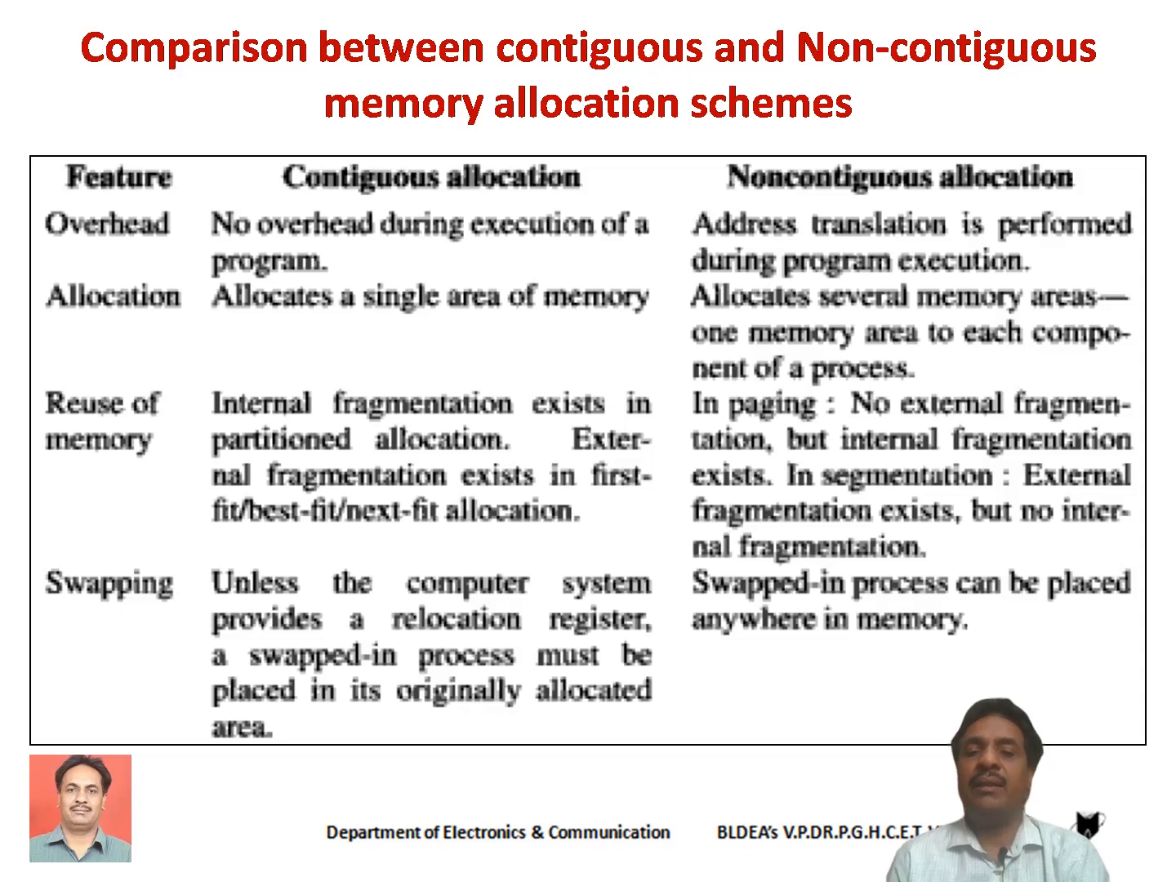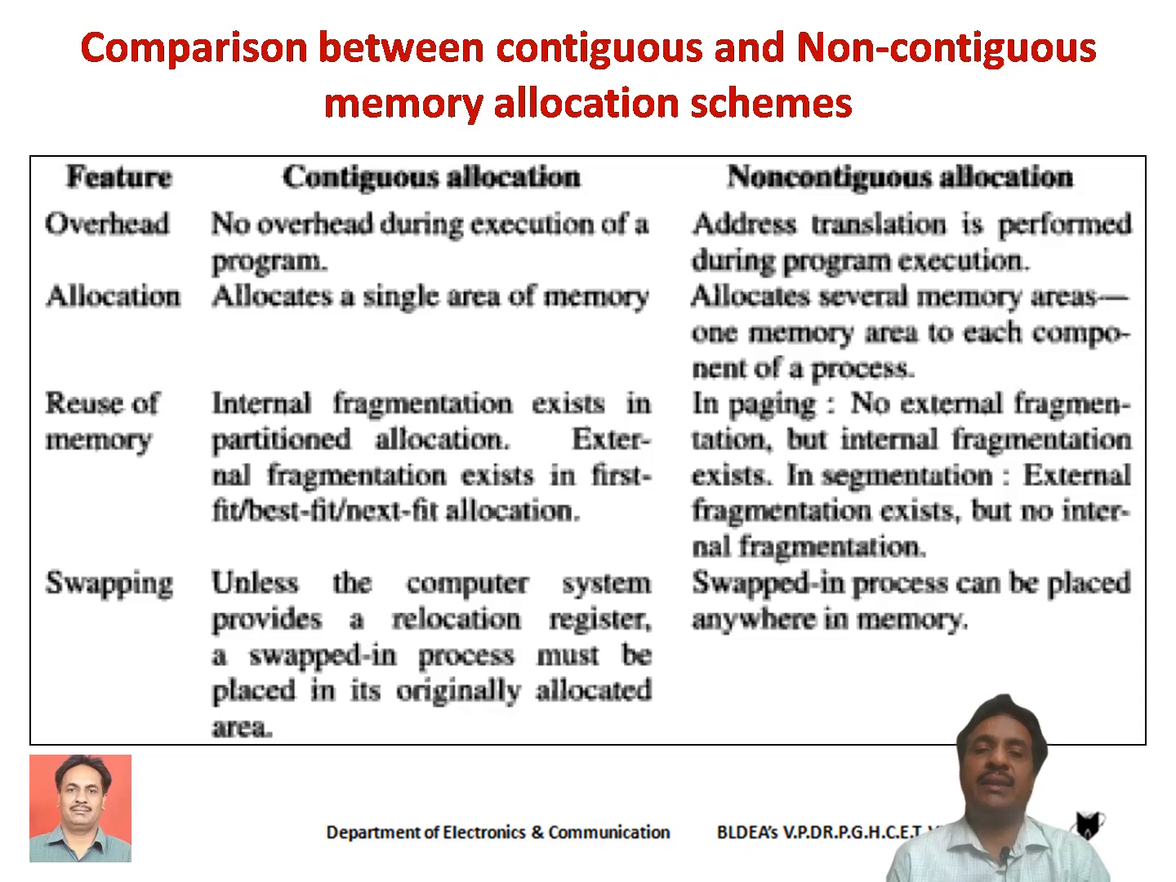Okay. And if you are using a non-contiguous memory allocation scheme, there is no restriction that the swapped process needs to be stored in its original location. In that case, the swapped in process can be stored in any memory location. But in the contiguous memory allocation scheme, the swapped in process needs to be stored in its original location if we don't have a relocation register.